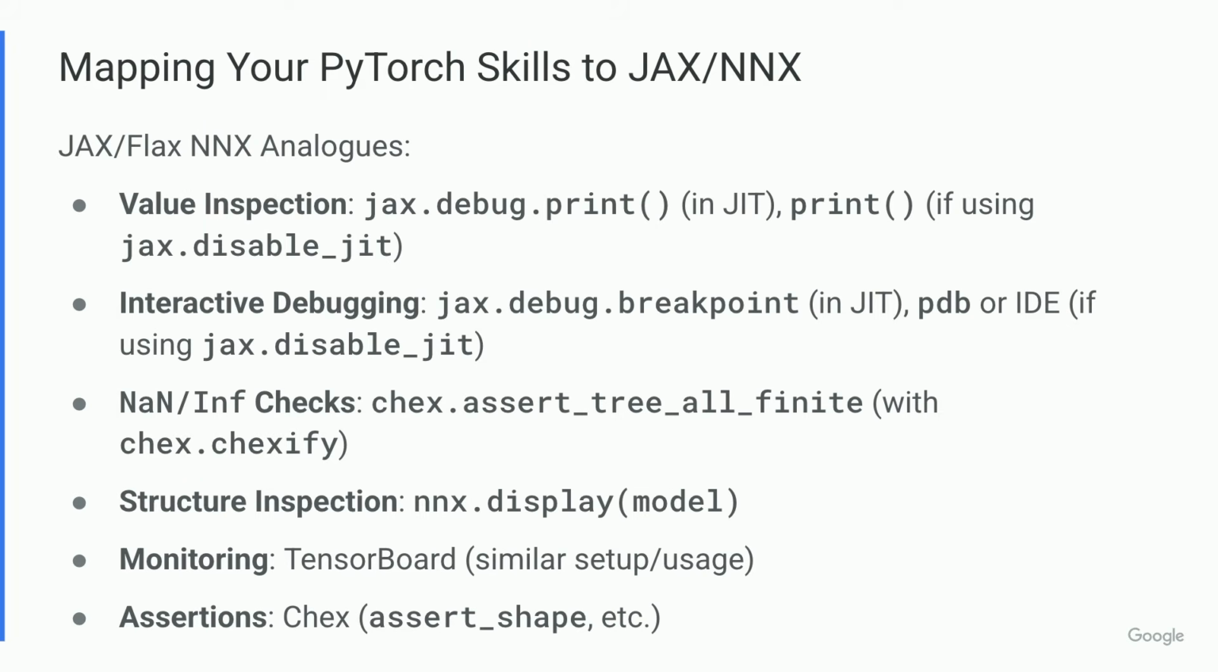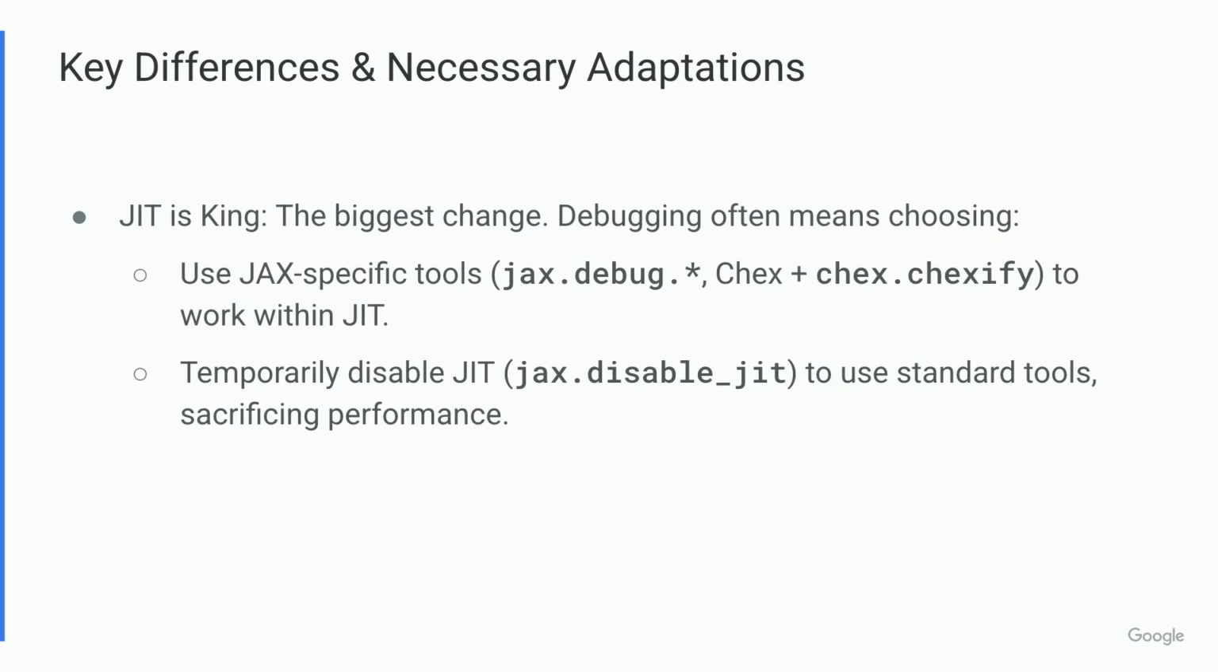Instead of printing the model, you use nnx.display. TensorBoard usage is very similar. Checks provides a powerful assertion library. While there are similarities, key differences do require adaptation. The impact of JIT is paramount. You constantly trade off between using specialized JAX tools within JIT or disabling JIT for standard tools but losing speed.